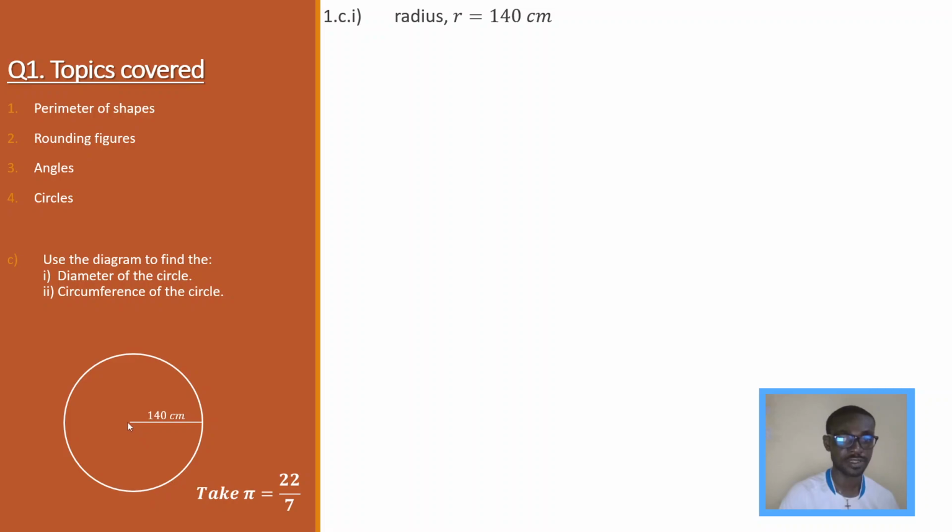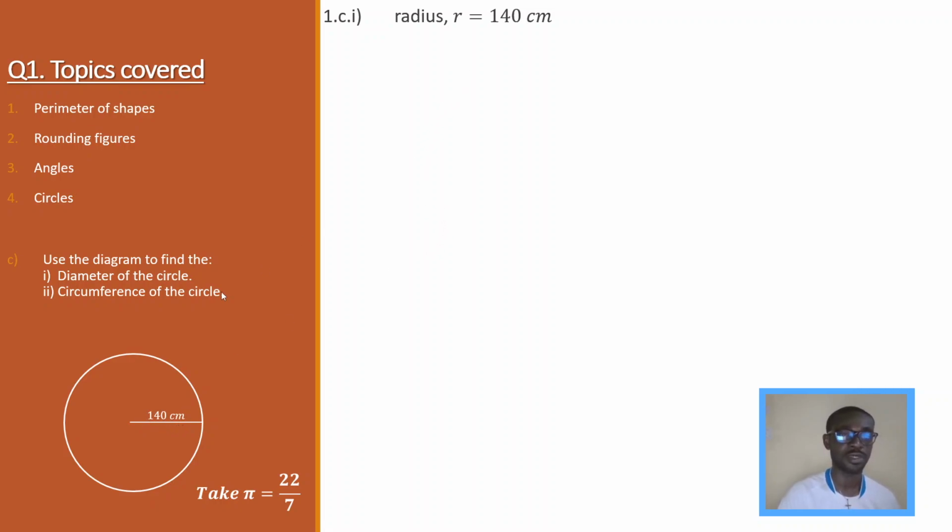We learnt in our lessons that any line drawn from the center of the circle to any point at all on the circumference, it can be from here to here, from the center to this point on the circumference, from the center to this point of the circumference. Any line drawn from the center to any point on the circumference is a radius. It doesn't matter where on the circle that the radius is drawn. So this radius is 140 centimeters.